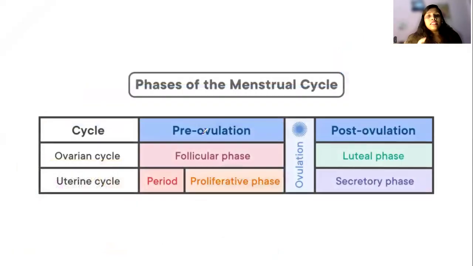The menstrual cycle is divided into various phases. It is divided into the ovarian and the uterine cycle. In the ovaries there are changes, and in the uterine cycle there are changes in the layers of the endometrium. The ovarian cycle is divided into the follicular phase and the luteal phase. As the name suggests, in the follicular phase the follicles inside the ovaries mature under the influence of FSH, follicle stimulating hormone. So let's go further.